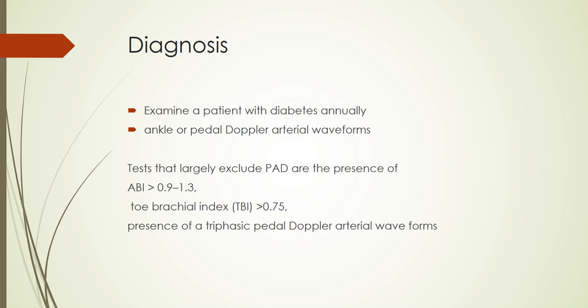And there are some criteria which exclude peripheral arterial disease overall, including in diabetic patients: ABI more than 0.9, toe brachial index more than 0.75, and presence of triphasic pedal Doppler arterial waveforms. These things mean that there is no peripheral arterial disease in a patient with diabetes, so there is no indication for either endovascular or surgical procedure.